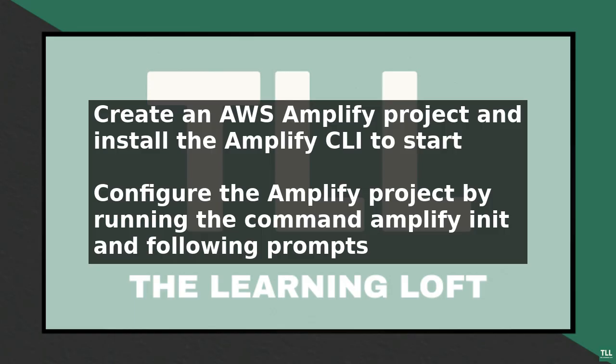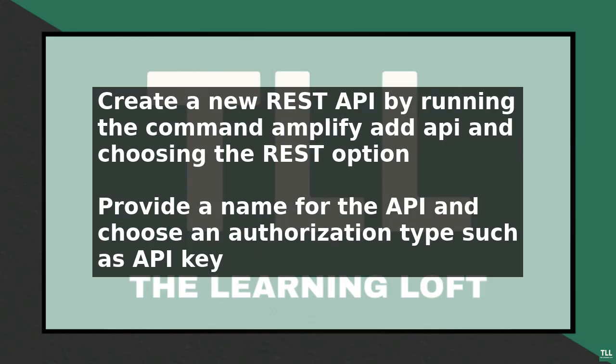Then, create a new REST API by running the command amplify add API, and choose the REST option. Provide a name for the API and choose an authorization type, such as API key or Amazon Cognito.